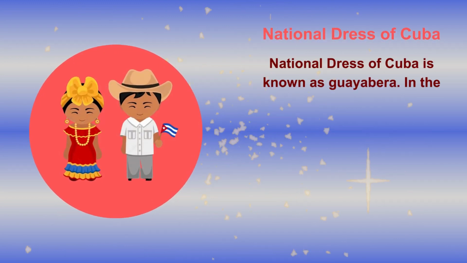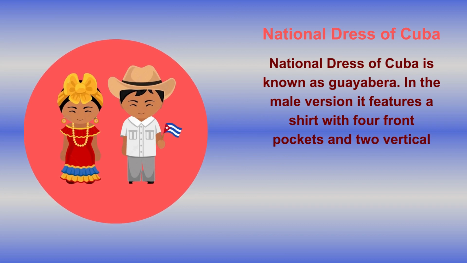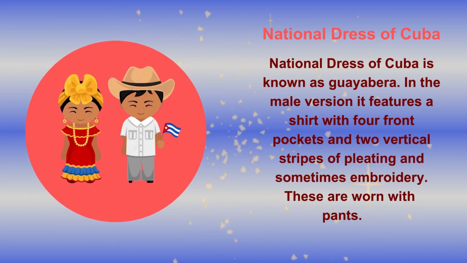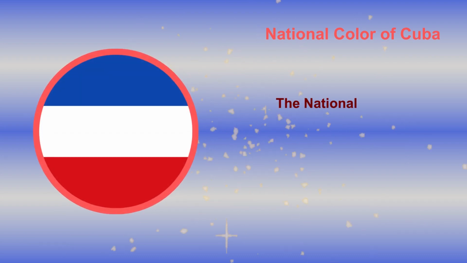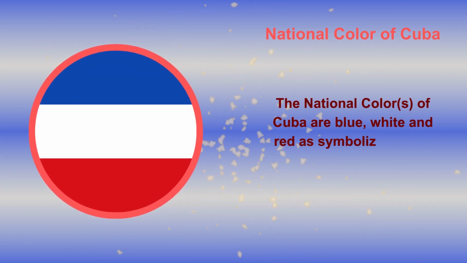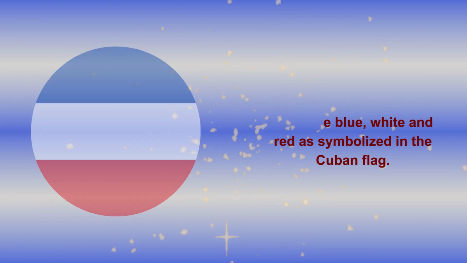The national dress of Cuba is known as guayabera. In the male version, it features a shirt with 4 front pockets and 2 vertical stripes of pleating and sometimes embroidery. These are worn with pants. The female version is called guayabera dresses, which button up, are made of light cotton or linen, have pockets and can be elaborately embroidered, and come in a variety of styles. The ceremonial version of clothing is adorned with bright colors and ruffles, and is known as bata cubana. The national colors of Cuba are blue, white, and red as symbolized in the Cuban flag.